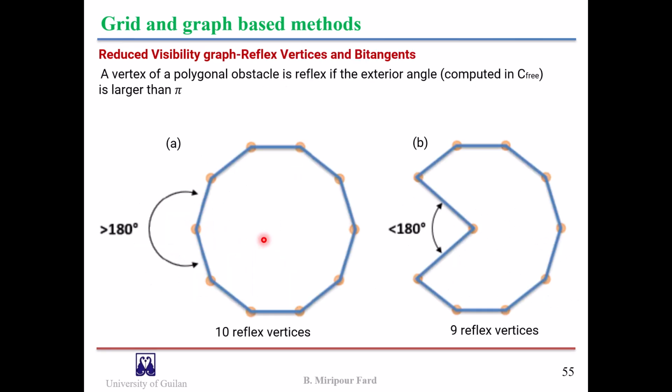So let's define the reflex vertices and bitangents. A vertex of a polygonal obstacle is a reflex if the exterior angle computed in C free is larger than pi. For example, in figure A, you can see that there are 10 reflex vertices for this obstacle, and in figure B you see that there are 9 reflex vertices for this obstacle.